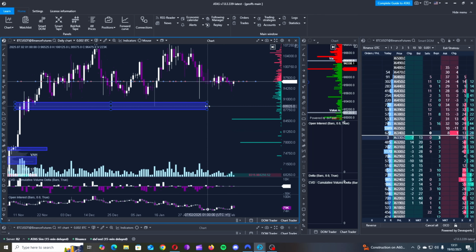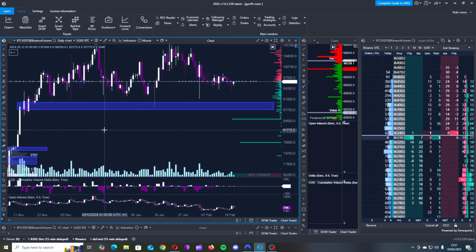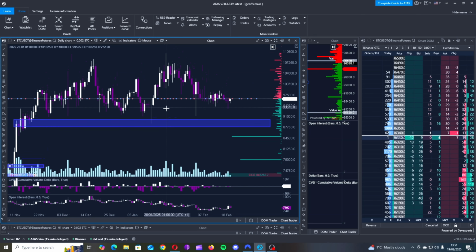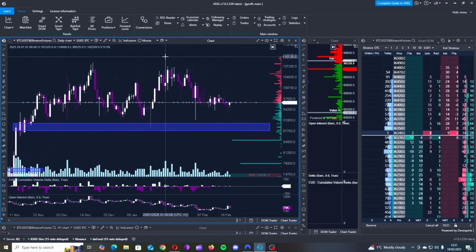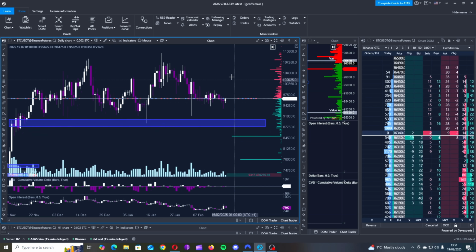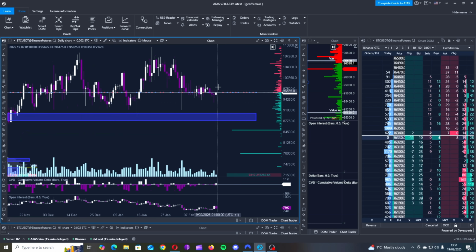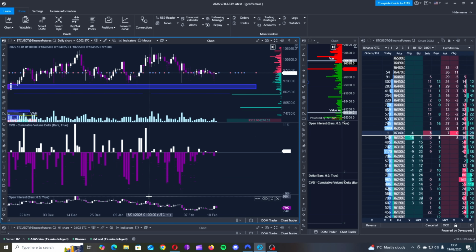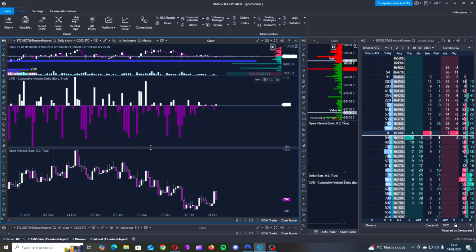So you see this zone I've had marked out here. I've had this zone marked out here for ages. See how we tagged it? Around 89k. And then we took off to 110. At the minute, like I say, we're just in chop shop. We're not really doing much. So let's have a little look at CVD. And let's have a little look at open interest. So open interest at the minute is declining.